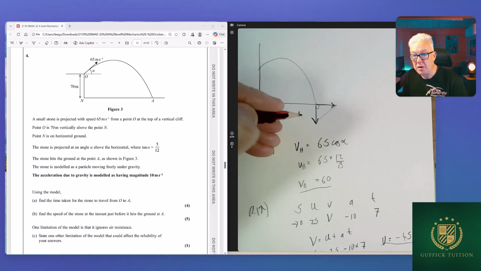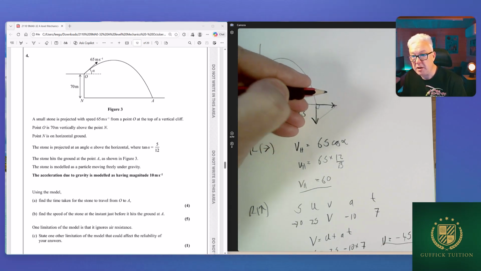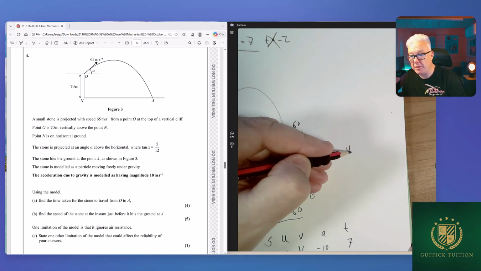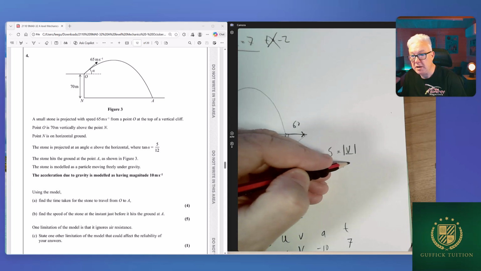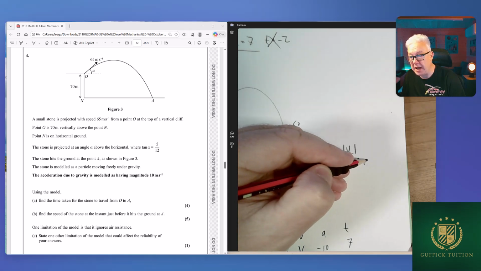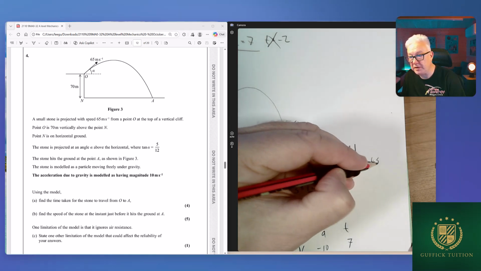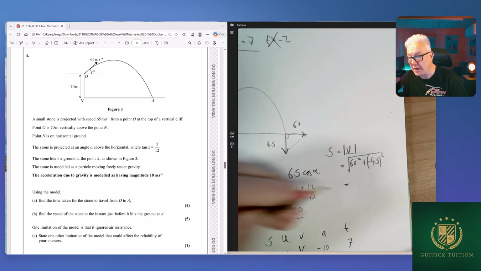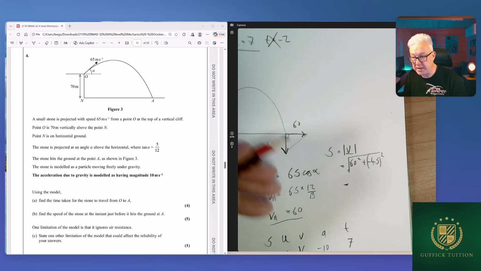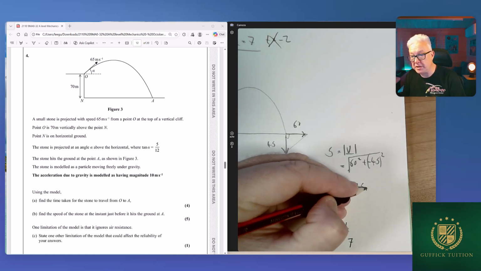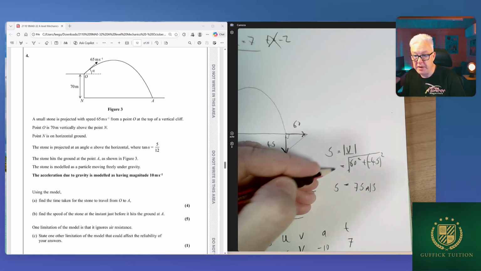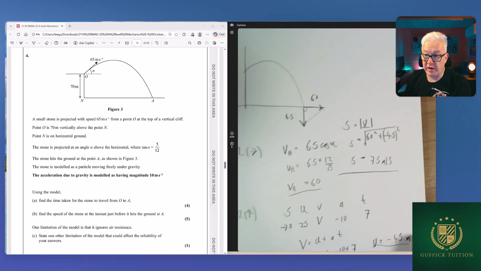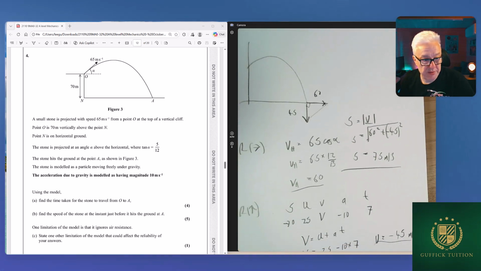So here we have 45, and here we have 60. So speed is equal to the magnitude of the velocity. So we just need 60 squared add minus 45 squared, and we square root that. And when we work that out, that turns out to be 75 meters per second. So the speed is 75 meters per second, and that's the answer for part B, 5 marks. Really nice and quite straightforward.